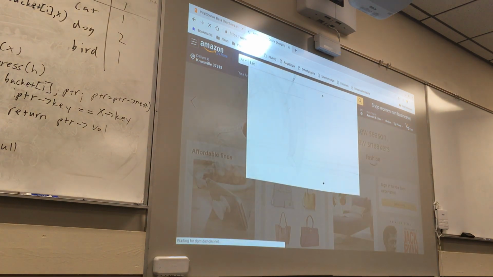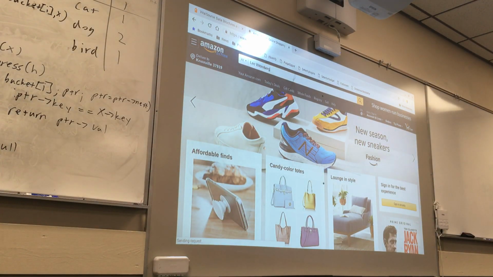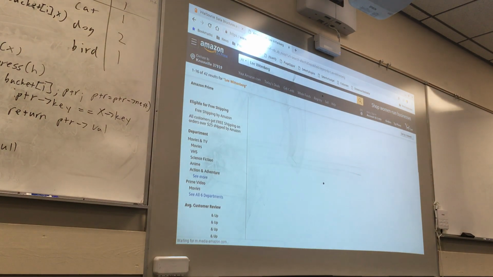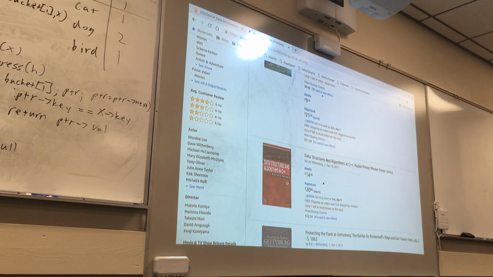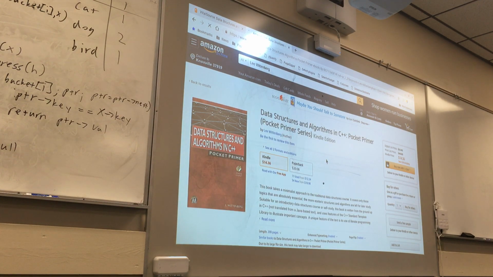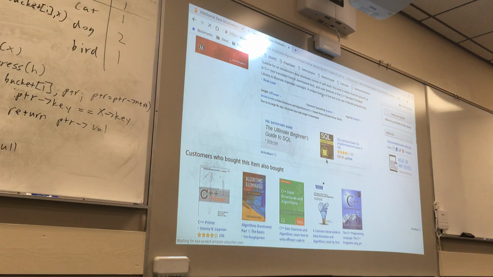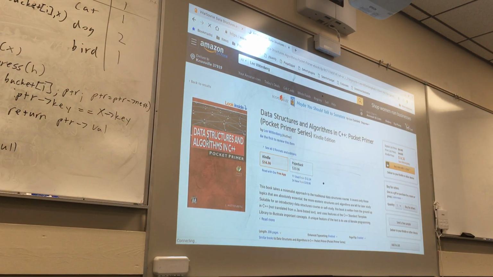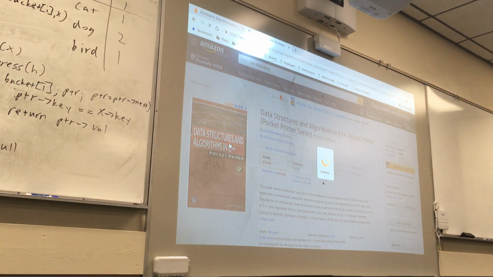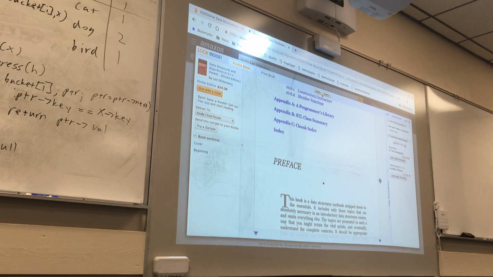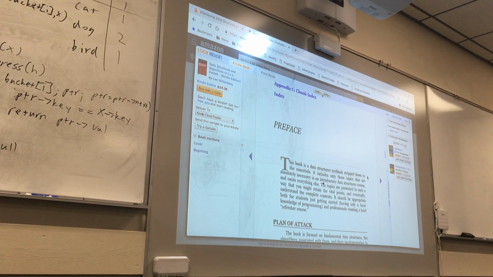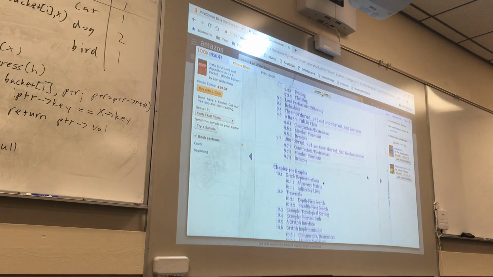You go to Amazon, you search for Lee Wittenberg. You'll probably find it. Yeah, there it is. Data Structures and Algorithms in C++, the Pocket Primer. It's a little bitty book. Very nice. But see, like I said, I might be biased because I helped proofread this thing. Although this publisher made him take away all the fun stuff. But you see what he covers in there.